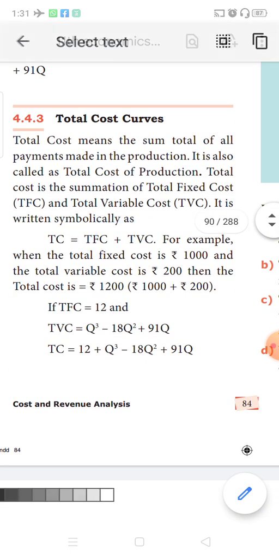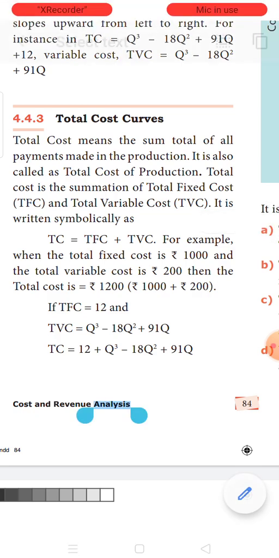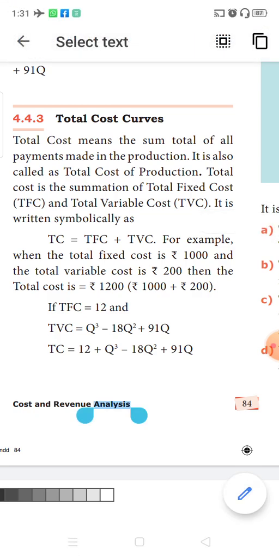Now, let us go to the next topic, the total cost curve. When you sum up the total fixed cost and total variable cost, you arrive at total cost. Total cost means all the expenses made in the production of commodities.